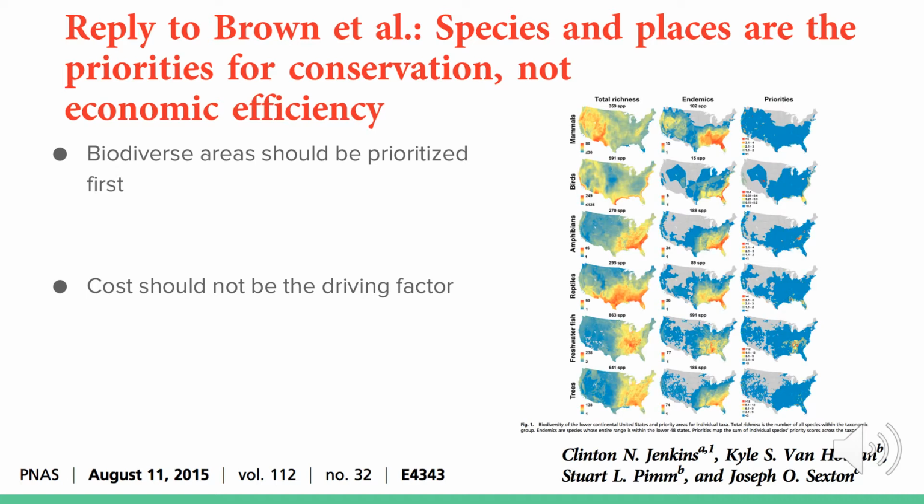The map once again shows how much species richness is held in the lower 48 of the United States and how important it is that these priority areas are upheld.